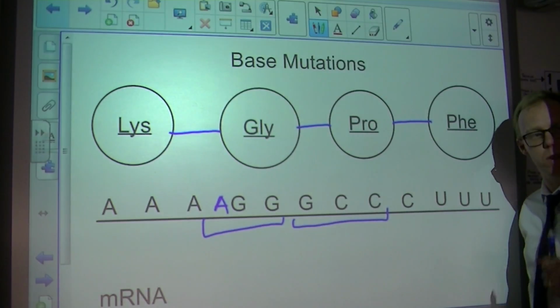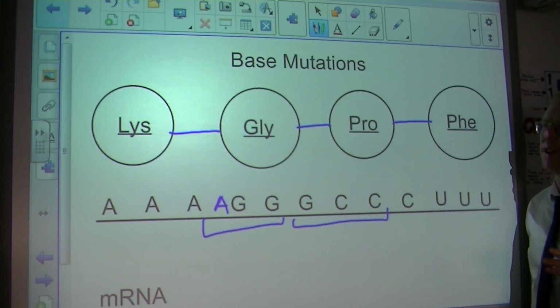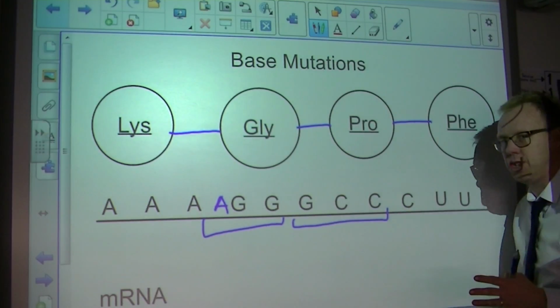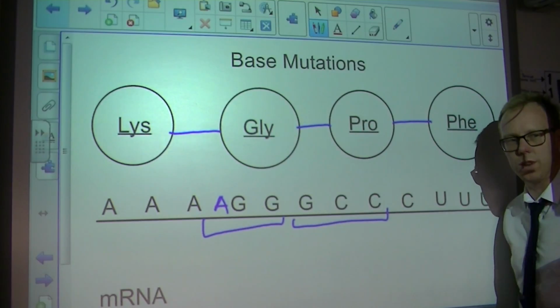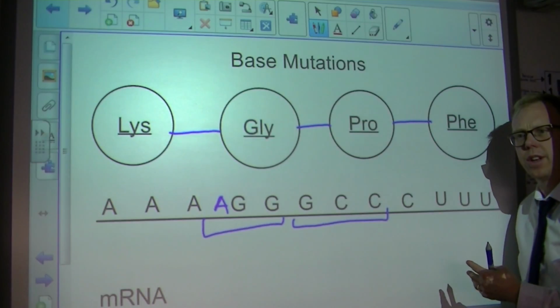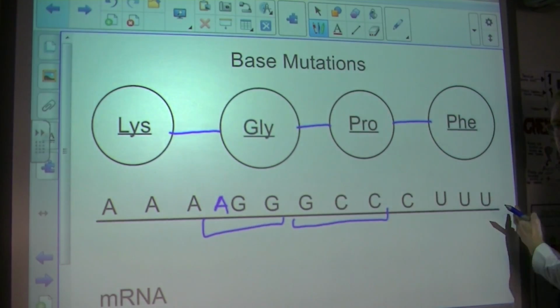And frame shift mutations tend to be far more damaging, far more likely to produce a non-functional protein. And can you see why? Because we're not talking about individual amino acids here, we're having a whole frame shift.